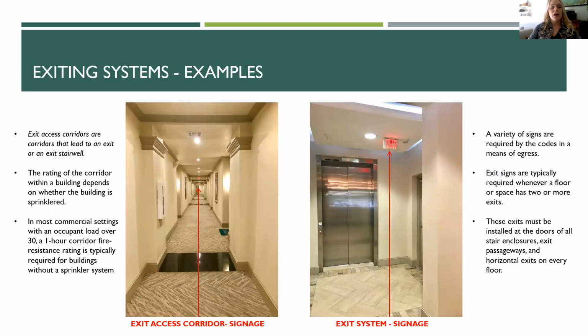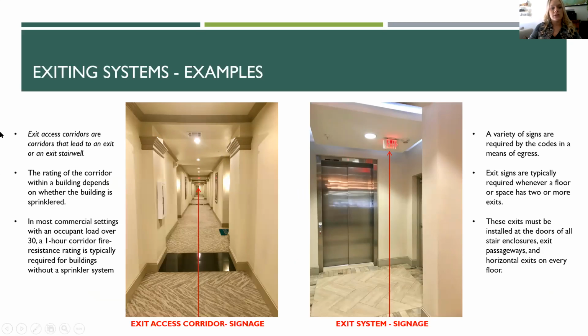On the left-hand side, you've got an exit access corridor with plenty of signage that you can see down the hallway. Exit access corridors are corridors that lead to an exit or an exit stairwell. So if you travel down the path of this hallway here, this corridor here, and exit to your left, on your left-hand side is going to be an exit stairwell that you would use to safely exit the building in the time of emergency. The rating on the corridor within a building depends on whether the building is sprinklered, of course. You'll notice right here the building is sprinklered.